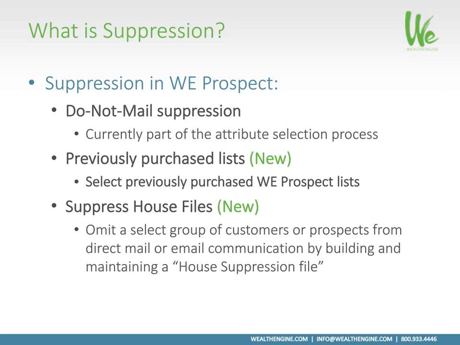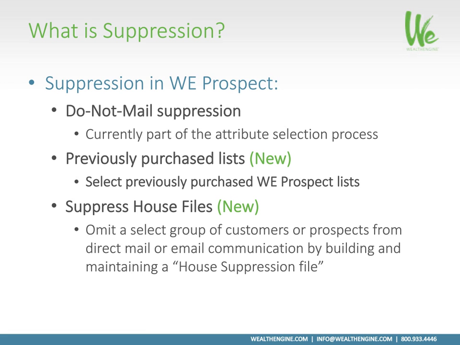So there's kind of 3 different ways that you can use suppression within the tool of WeProspect. One is certainly using the attribute for the Do Not Mail list. So one of our key data sources that we use and we include within WeProspect is Do Not Mail. That is an attribute you can select while you're building a query, and that's one way of suppressing those individuals that happen to be on that Do Not Mail list.